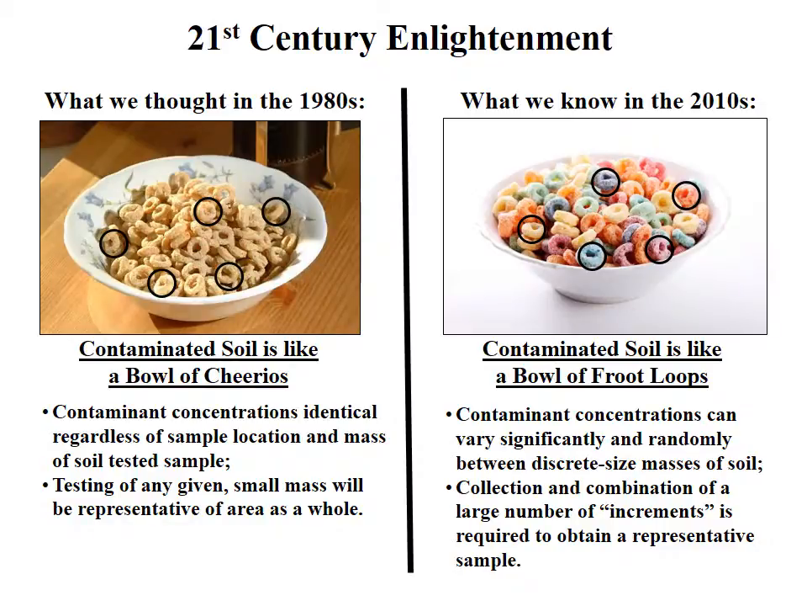What we know now in the 2010s is that contaminated soil is more like a bowl of Fruit Loops. So contaminant concentrations can vary very widely and randomly within a small mass of soil, within a small area of soil. So in this case, what we now know is that the mass and location of the sample collected and how it's collected are indeed very important if you want to collect a representative sample. And this is essentially the basis of multi-increment sampling and sampling theory.